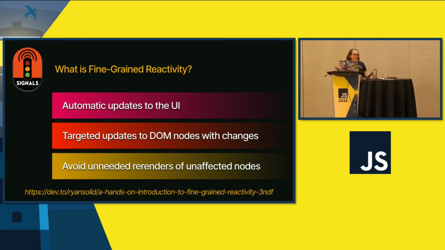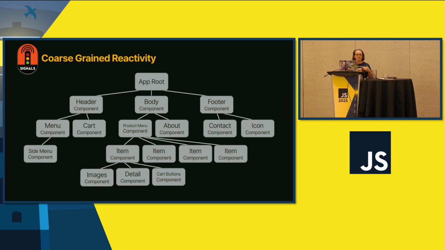So what is fine-grained reactivity? Fine-grained reactivity automatically updates the UI, but it targets the updates to DOM nodes with changes instead of re-rendering the entire DOM. This also can help avoid unneeded re-renders of unaffected nodes. One of the performance issues we can run into with React or Angular is that the entire DOM refreshes, or you have to run change detection on the whole thing to see what changed. Whereas with fine-grained reactivity, they know what changed.